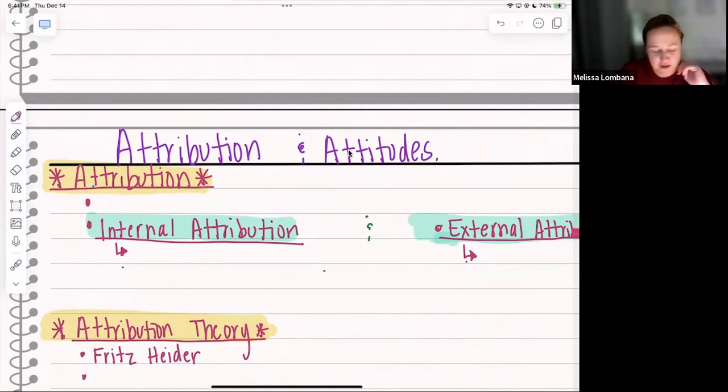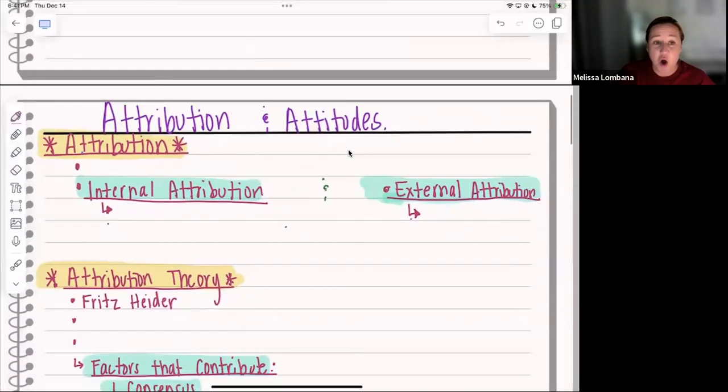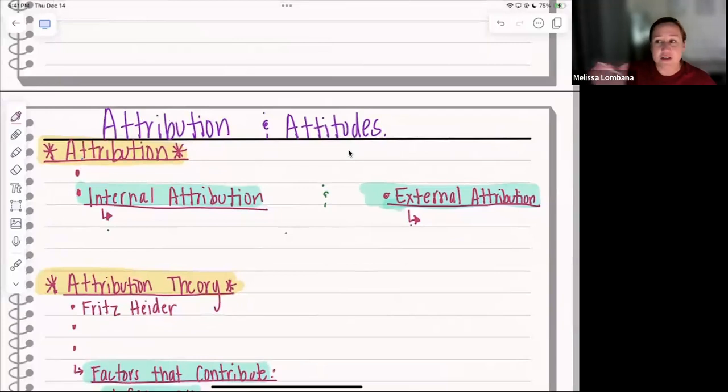Attribution, ready? So we're going to start here with the notes of what exactly is attribution, which is the way we explain the cause or causes of behavior. Okay, so we're basically trying to explain, like attribute, the person's behavior. Is it because of the situation or is it because of the person? So under attribution, you have what's called internal attribution.